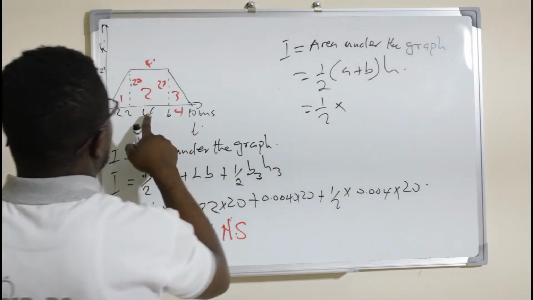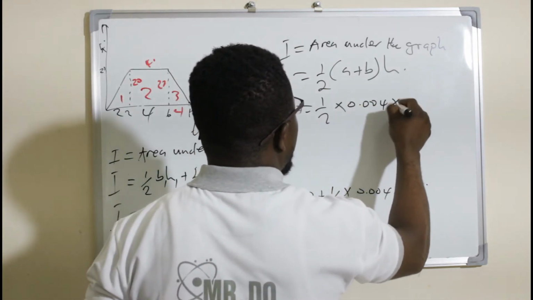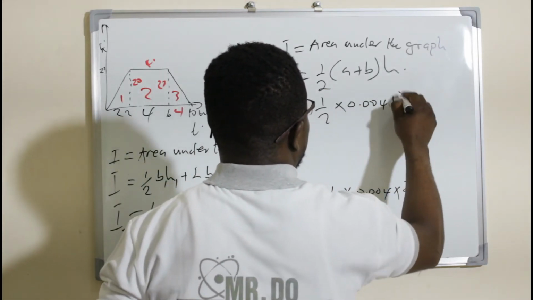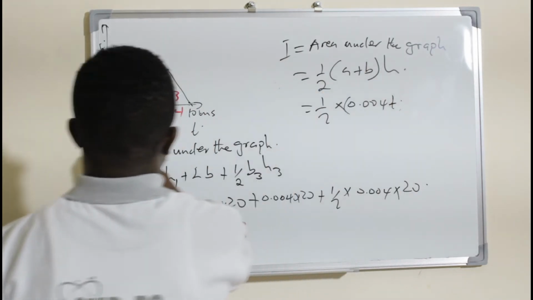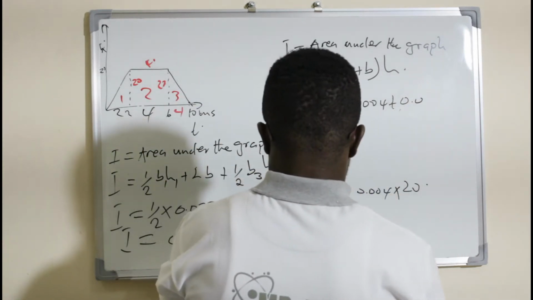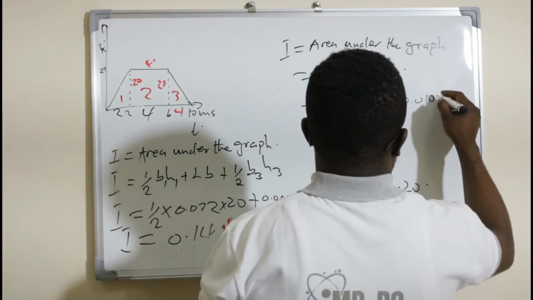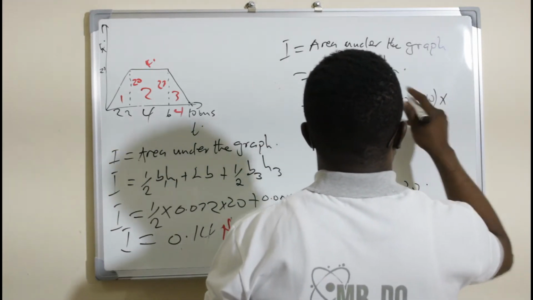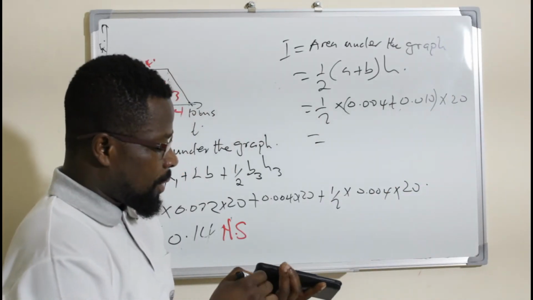Now a is just here, which is 4, and that's 0.004, plus the base, which is here, and that is 10. So that will be 0.010. Okay, all right, and then we will multiply that by the height, which is 20, and then let's see what we're going to have also from here.